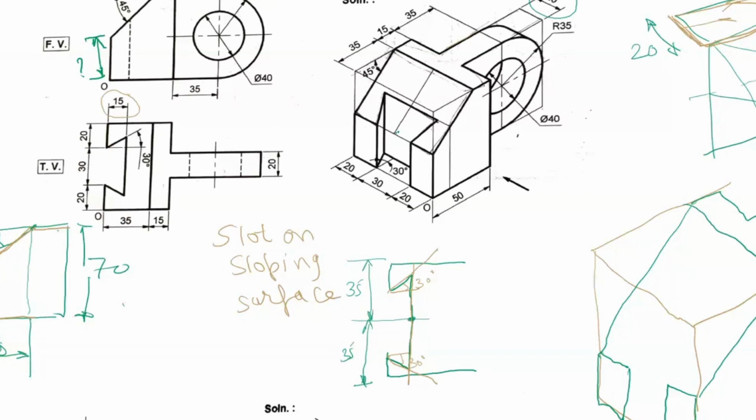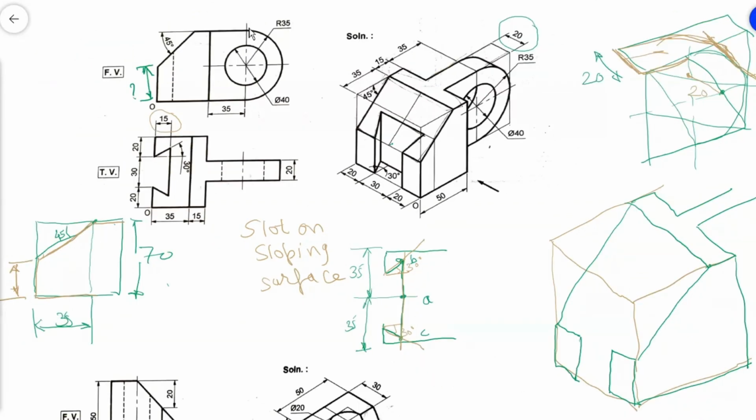So now from this point, if I name it as A, this point as B, and this point as C. Okay, AB and AC are the distances that we are going to need. AB and AC. Okay, is it clear to everyone up to here? Yes sir. Okay, now how to draw the slot on the sloping surface?